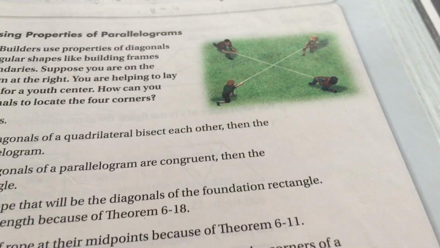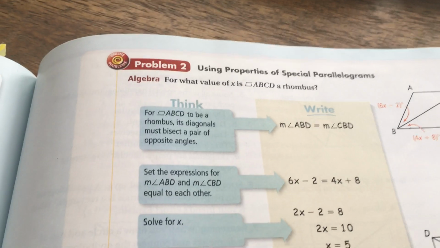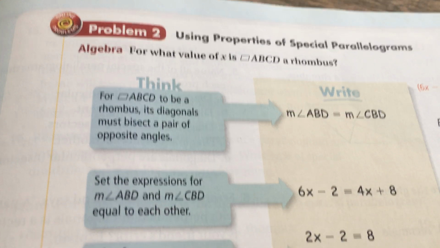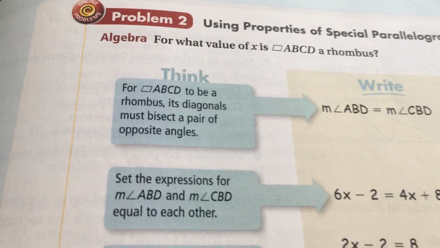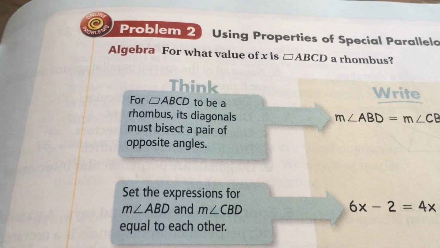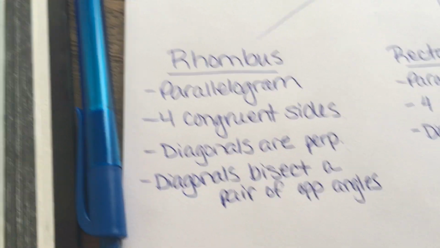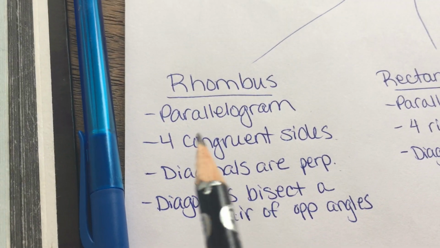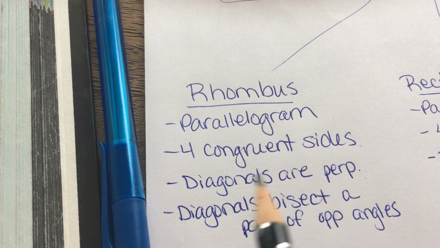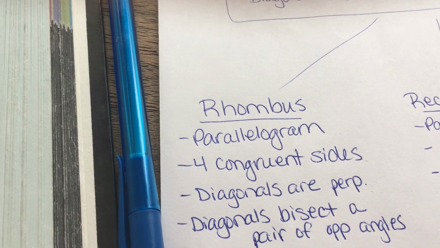Okay, let's look at problem number 2. I do want to look at this one quickly. It says, for what value of x is parallelogram ABCD a rhombus? So let me go back to this chart. I hope I'm not making y'all sick by going back and forth. But we know a rhombus is a parallelogram. It has 4 congruent sides, its diagonals are perpendicular, and its diagonals bisect a pair of opposite angles.